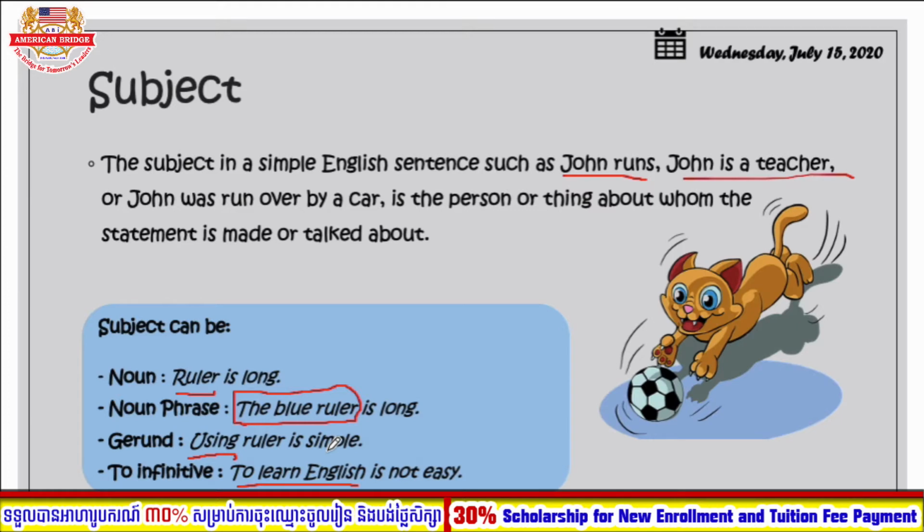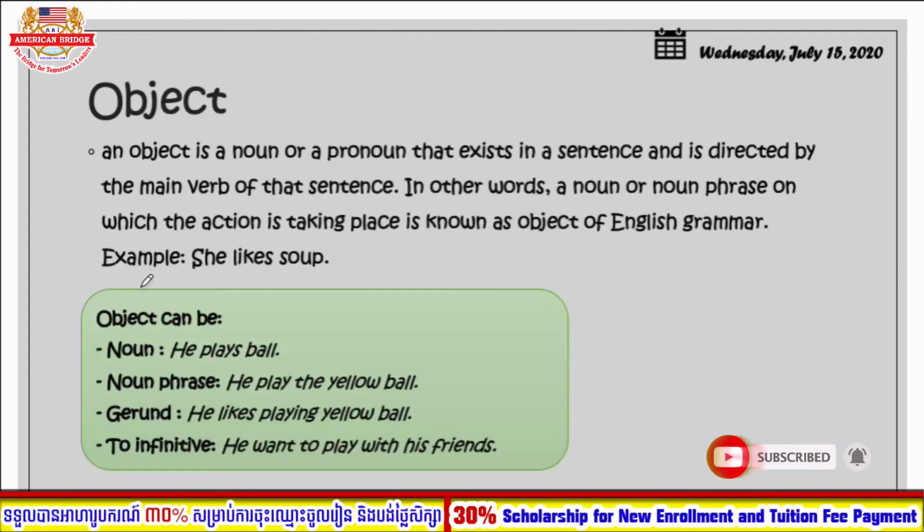And if you look at this picture, which one is important, the cat or the ball? You don't know, right? But if you look at the sentence here, the cat plays the ball. You get the idea of what is important in the sentence. The cat, right? Because the cat is the subject of the sentence. Right, so let's move on to another point, which is object.